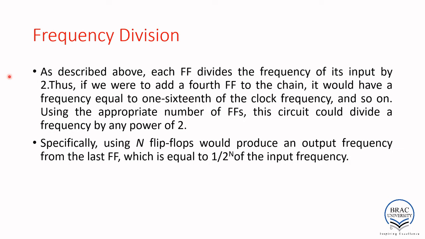So we already saw that the flip-flop can be used as a frequency division circuit. So we can get some general equation from there, just as described. Each flip-flop divides the frequency of its input by 2. Thus, if we add a fourth flip-flop to the chain, it would have a frequency equal to 1/16 of the clock frequency, and so on. So using the appropriate number of flip-flops, this circuit could divide a frequency by any power of 2.